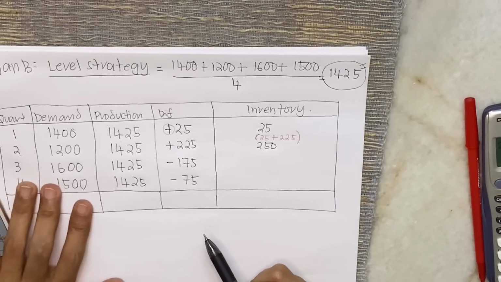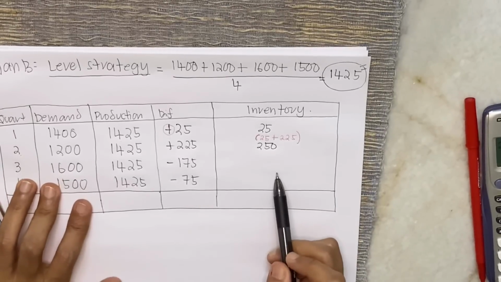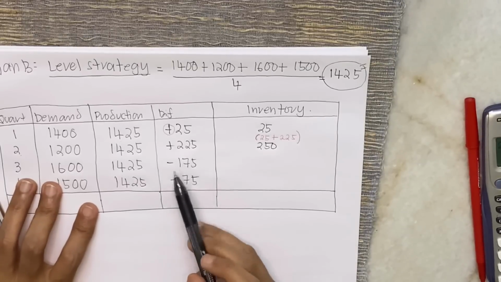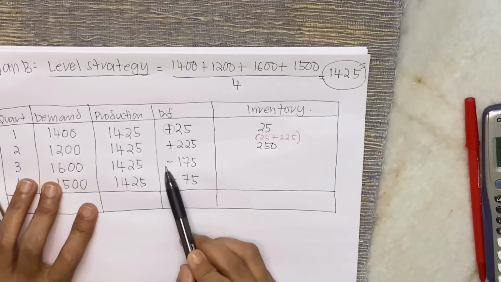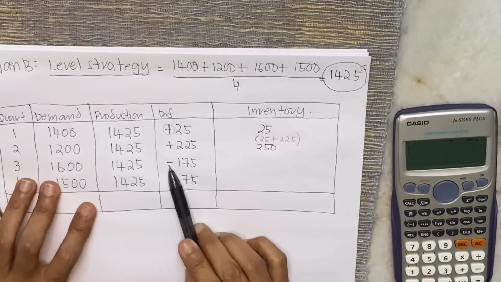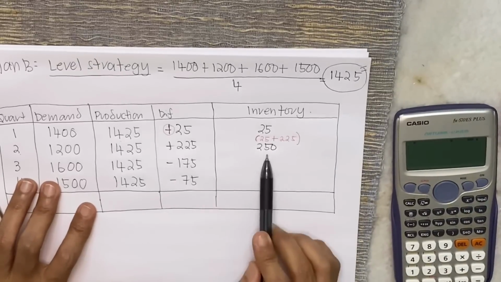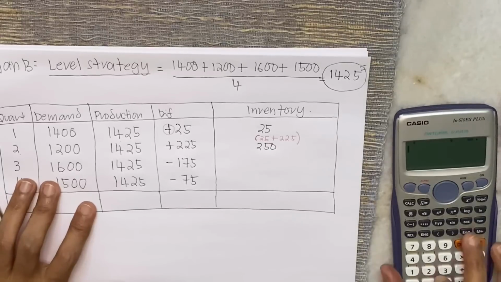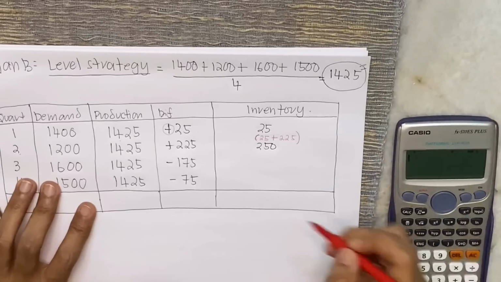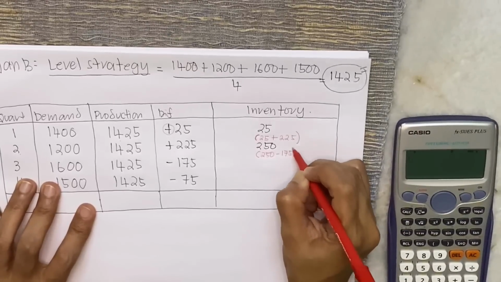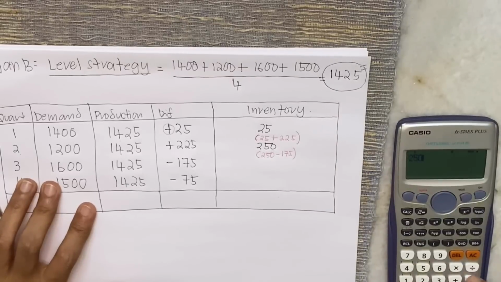Okay, now at quarter 3, do we have any inventory? Do we have any surplus units? No, we don't have any surplus units. In fact, we got the negative. We got the negative one. Therefore, what we are going to do is minus, because we are in shortage. So we are going to utilize the inventory that we have to fulfill the shortage. How are we going to do it now? 250 minus 175, we got 75 units.